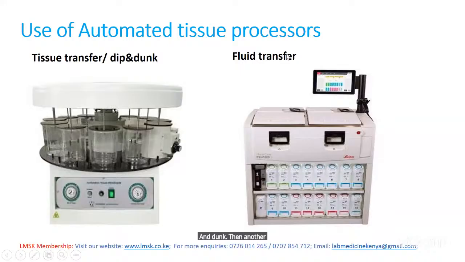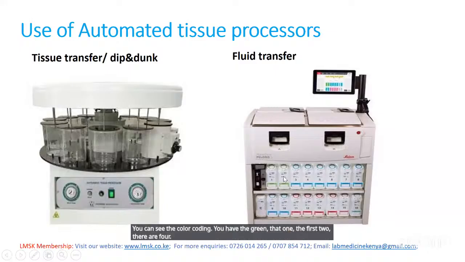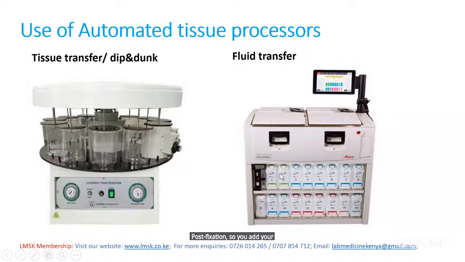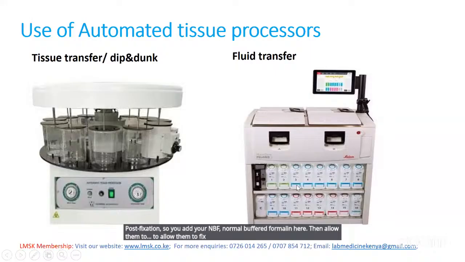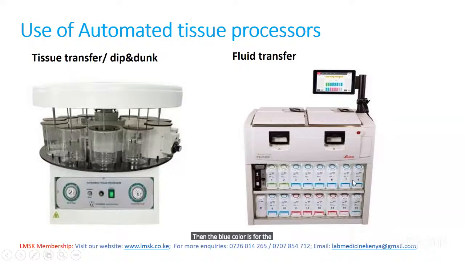Then another type of processor that can be used is this one. This one uses vacuum, and it is a high consumer of reagents compared to the first one. You can see the color coding. We have the green, the first two, they are for post-fixation. So you add your NBF, normal buffered formalin, here, then allow them to fix well. Then the blue color is for the alcohols, grades of alcohol. During tissue processing, we use grades of alcohols. Then we have this one here.